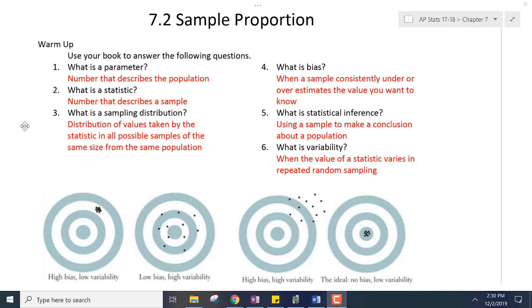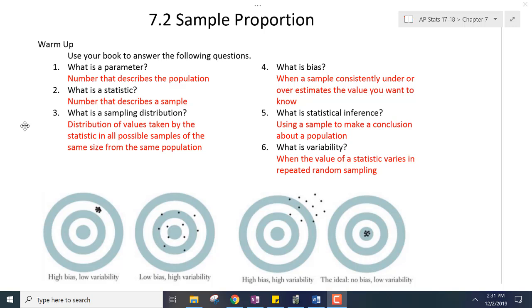What is a sampling distribution? It's a distribution of values taken by the statistic in all possible samples of the same size from the same population. So we took a bunch of samples of a bunch of samples. What is bias? Bias is when a sample consistently under or overestimates the value we want. It's biased if it's not close to what we want.